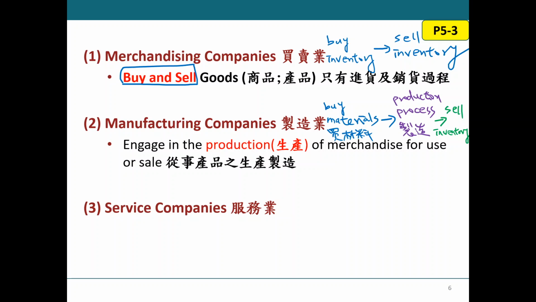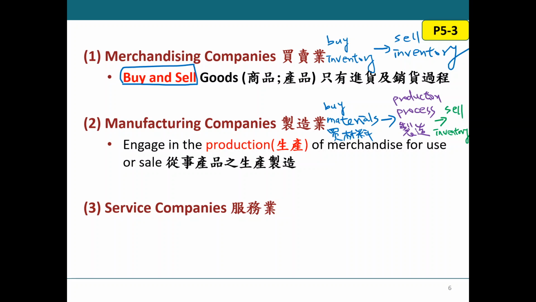Apple company, when they want to sell iPhone to customers, they need to buy the materials, right? After they purchase the material, they will put it into production process, then come out iPhone. After they produce the iPhone, they will sell it to customers. Okay, so that's what we call manufacturing companies.